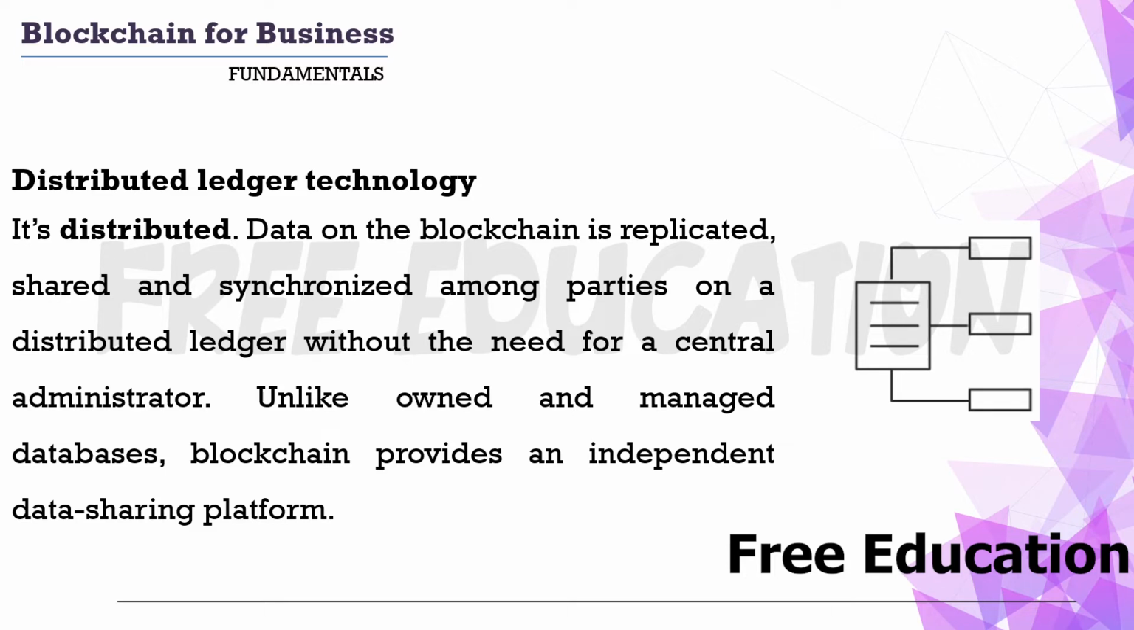Data on the blockchain is replicated across all the places wherever the ledger is seen, and synchronized. Synchronized, what does it mean? Any change made in any source will be reflected in all the other places. So data on the blockchain is replicated, shared, and synchronized among parties on a distributed ledger without the need of a central administrator. Unlike owned and managed databases, which we are using currently like RDBMS and other databases, blockchain provides an independent data sharing platform.